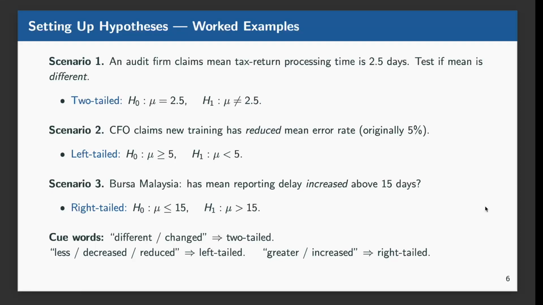Scenario 3. Has the regulator's mean reporting delay increased above 15 days? The word increased signals a right-tailed test. H0: mu is less than or equal to 15. H1: mu is greater than 15.